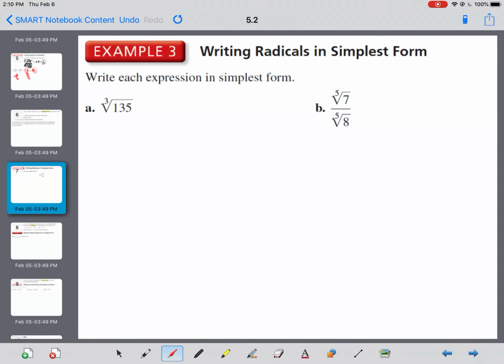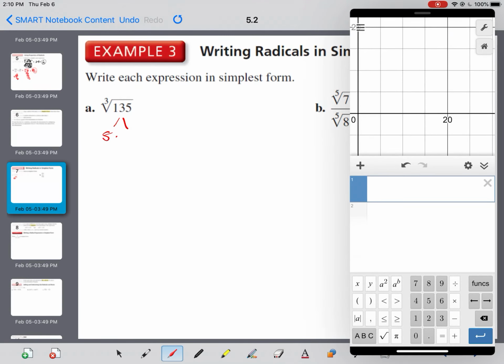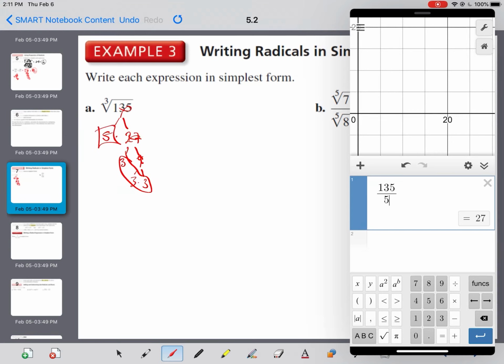So let's look at what we're talking about. Write each expression in simplest form. The third root of 135. Well, 5 goes into it. Let's see, how many times does 5 go into 135? 5 times 27. 27 is 3 and 9. It's 3 and 3. I've got three 3s, but I only have one 5. So the 3 comes out, the 5 stays in.